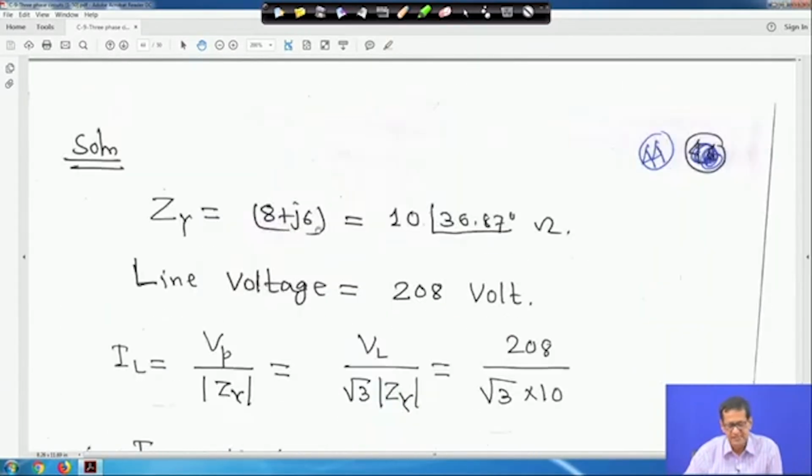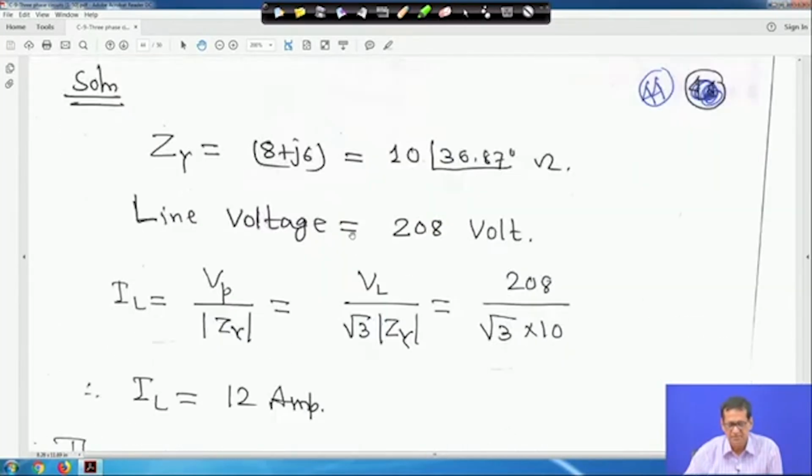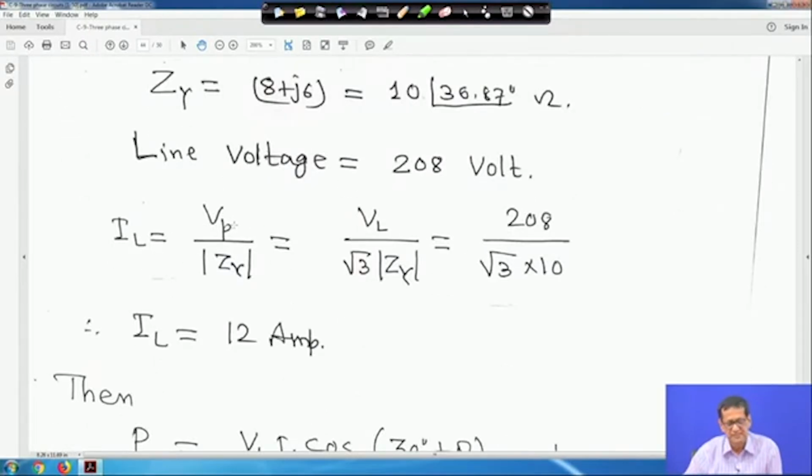So, we know Z star, 8 plus j6, will be 10 angle 36.87 degree ohm. Line voltage is 208 volt, therefore line current will be, as it is star connected, Vp upon Zy. Here Vp is the phase voltage, because the line to line voltage is given as 208. So, phase voltage will be line voltage by root 3, just taking the magnitude. So, it is 208 by root 3 into 10, magnitude here, impedance is 10.